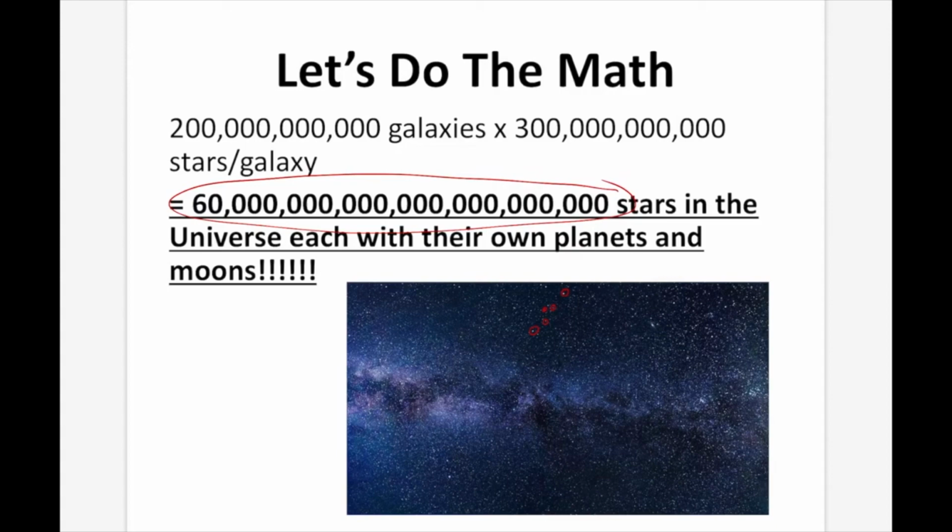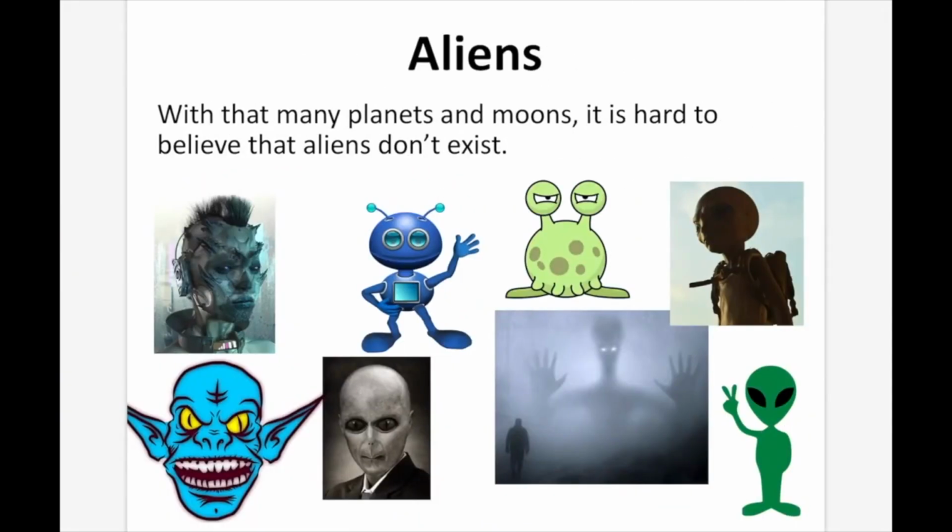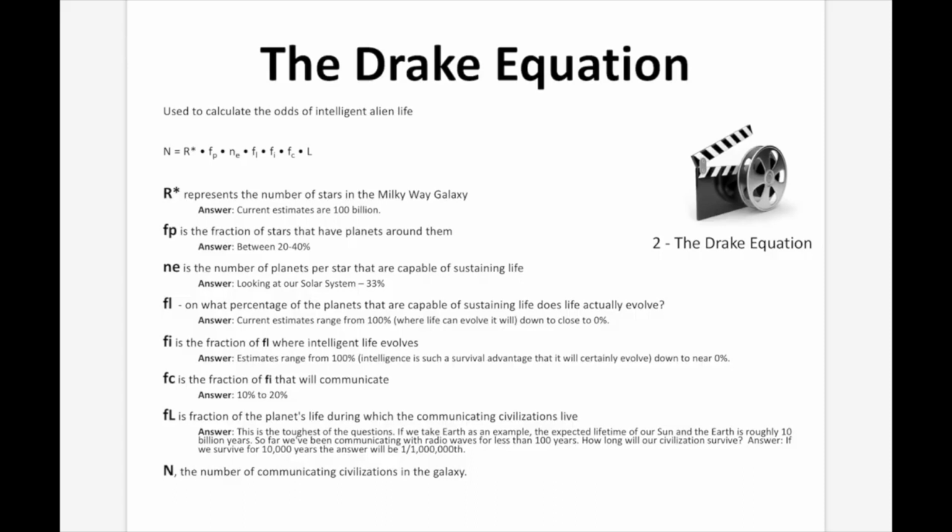It's mind-boggling. So with that many planets and moons, it's hard to believe that aliens don't exist. At least I think they do, just simply based on the math involved. And that brings us to the Drake equation. Now the Drake equation is used to calculate the odds of intelligent life. So what I'd like you to do is pause the video and watch number 2. It's a pretty good little take on what the Drake equation is. After you watch it, come back and we'll go through each step one by one.